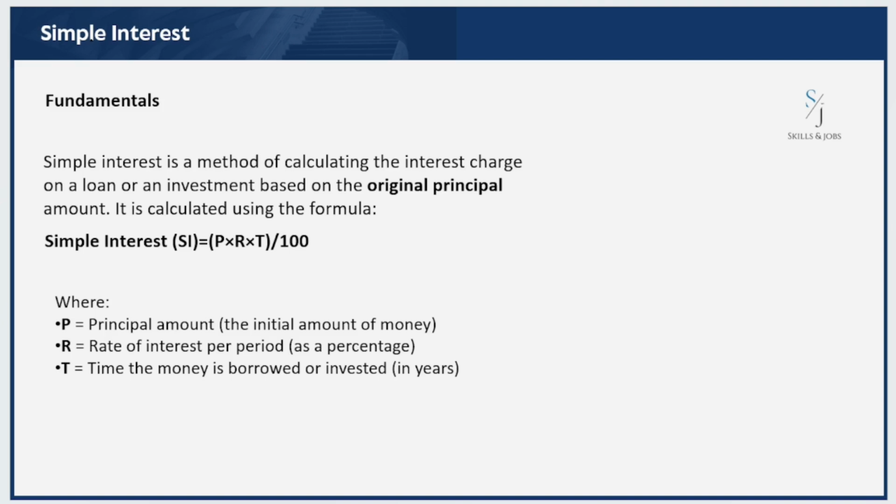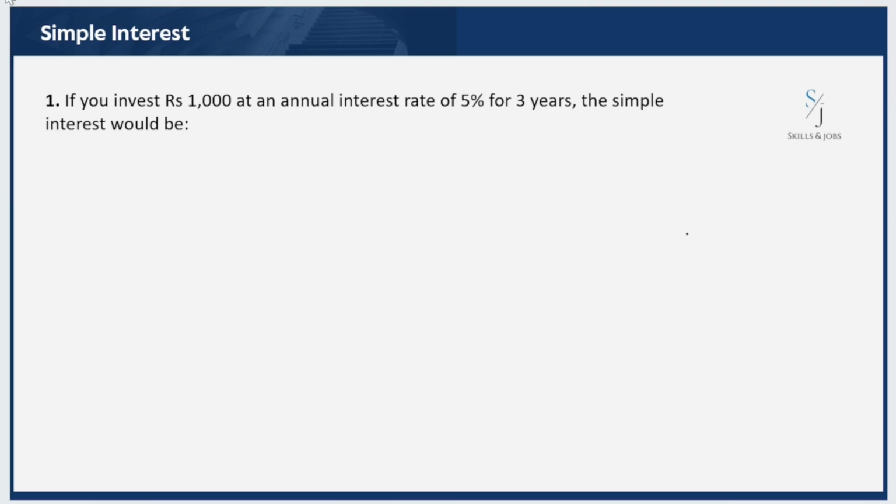There is a simple formula for calculating the simple interest, and that is P into R into T divided by 100, where P is the principal amount, that is the initial amount that we have invested or borrowed. R is the rate of interest for a given period. Mostly it is in percentage and calculated per annum. T is the time for which we have invested or borrowed the amount. Okay, let us understand this by solving a few examples.